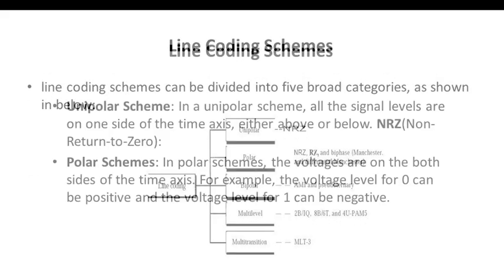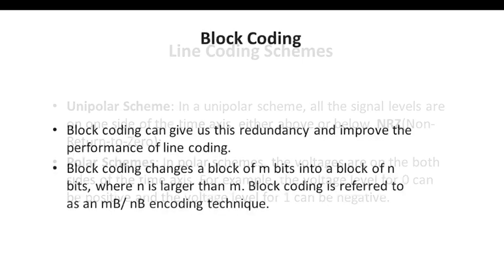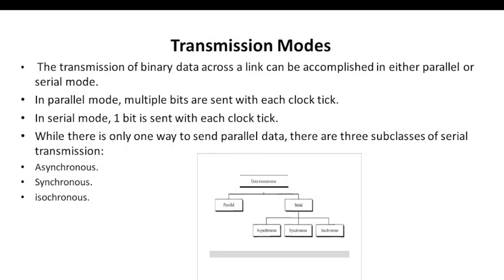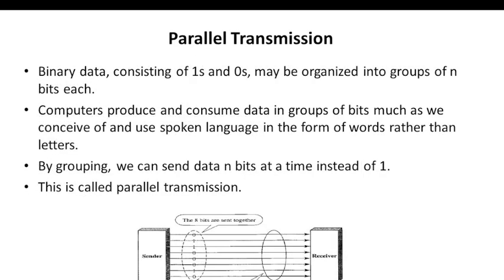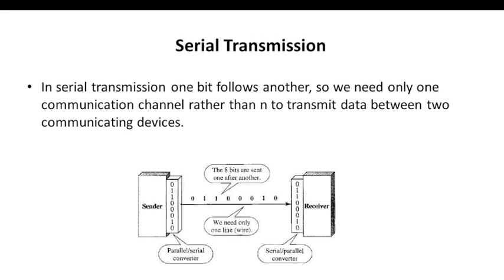And line coding schemes: what is a unipolar scheme, polar scheme, block coding, transmission modes. And we have two modes, one is parallel mode and the other is serial mode. And again the serial mode is classified as asynchronous, synchronous and isochronous mode. What is parallel transmission? What is serial transmission? And what are the types of serial transmission? This is about this session.